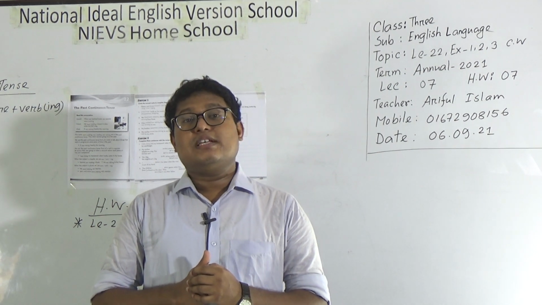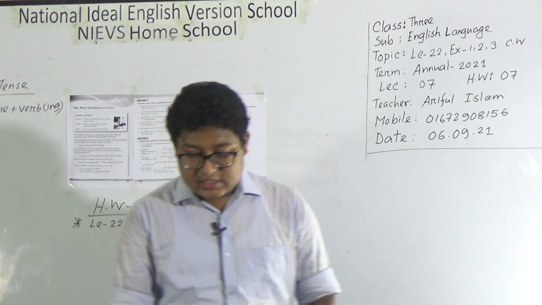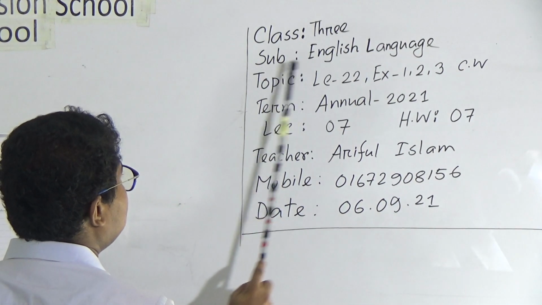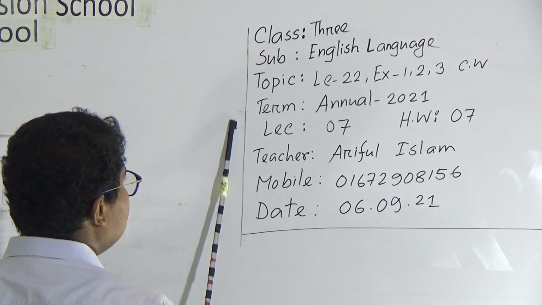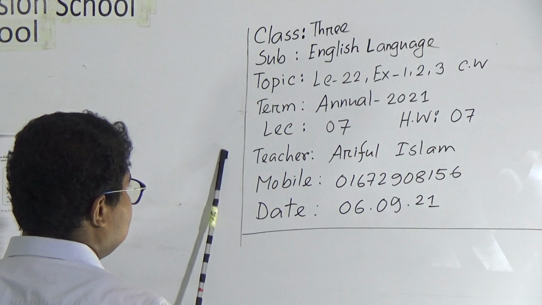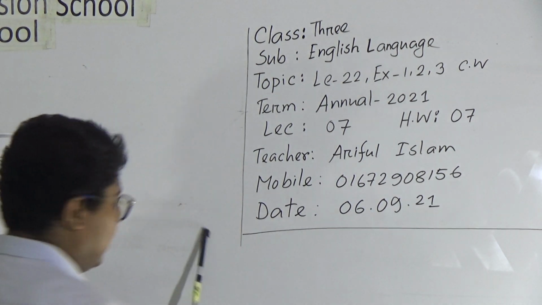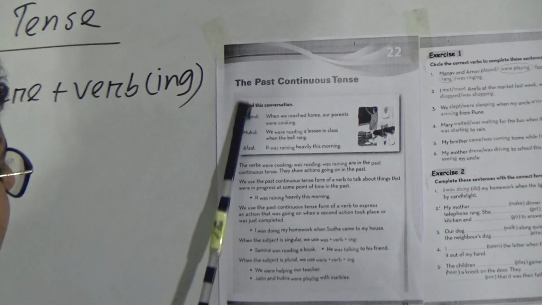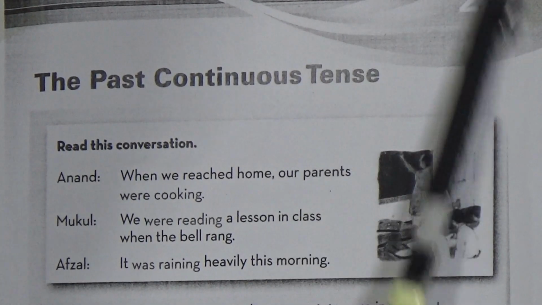Our today's topic is lesson 22, exercise 1, 2, 3, discussions. So let's see, my dear students, our today's class. Class 3, subject English language, topic lesson 22, exercise 1, 2, 3, CW, term annual, Lecture-07, SW will be 7, teacher Ariful Islam. This is my mobile number and today's date. So my dear students, as you can see, we are discussing today the past continuous tense, lesson 22.